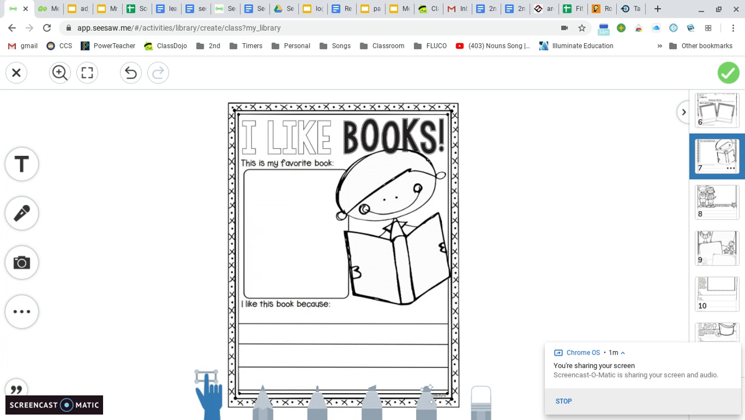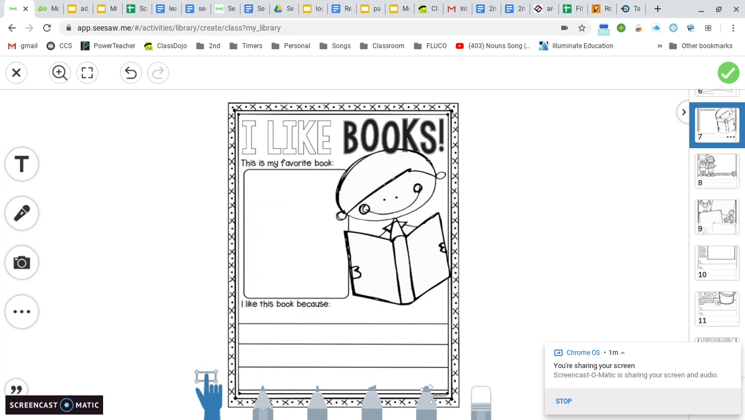What was your favorite book that you enjoyed this year? It might have been a book that you've read during quarantine. It might have been a book we read together as a class.